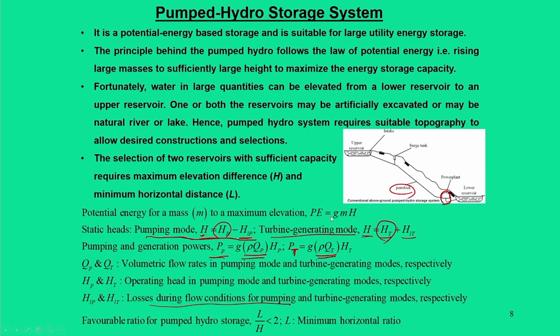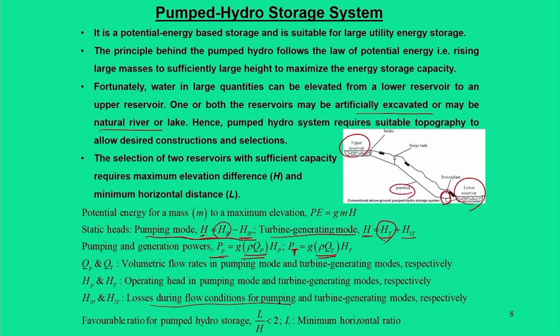Now, to make this concept effective, we need two reservoirs, one an upper reservoir and the other a lower reservoir. These reservoirs can be naturally generated or artificially created. In one case it can be a lake or a natural river. Otherwise, we can artificially create some of the reservoirs.